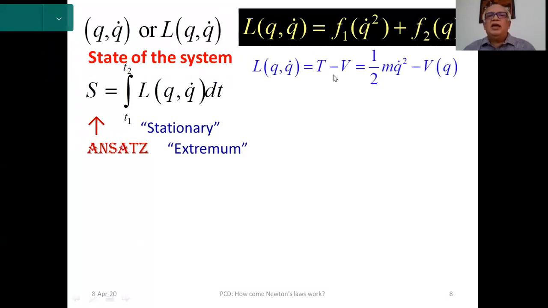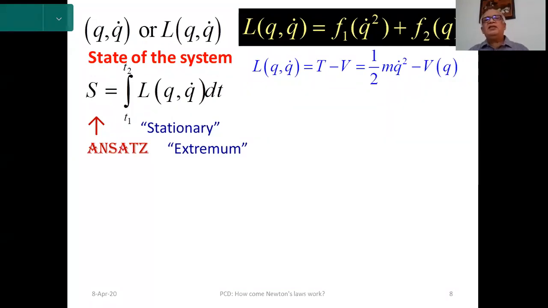You can construct L to be given by T minus V, because T is the kinetic energy, which is half mv square, and you can subtract the potential energy. Why do you not add it? If you added, you would get the total energy, but when you subtract, you get what is called a Lagrangian. And here is the key to this.